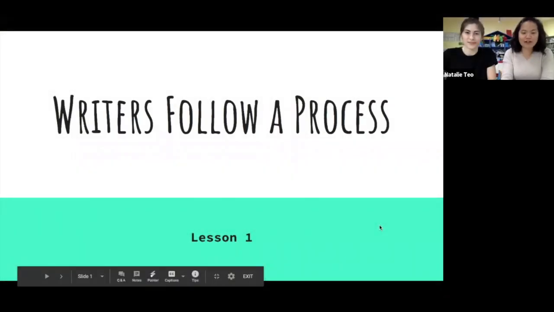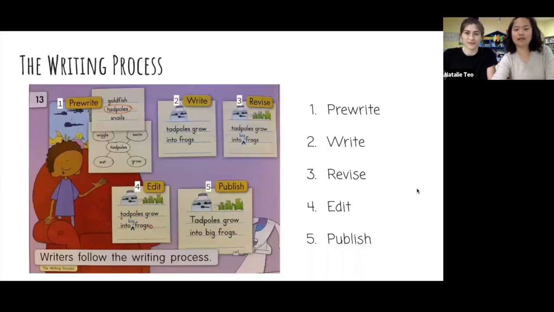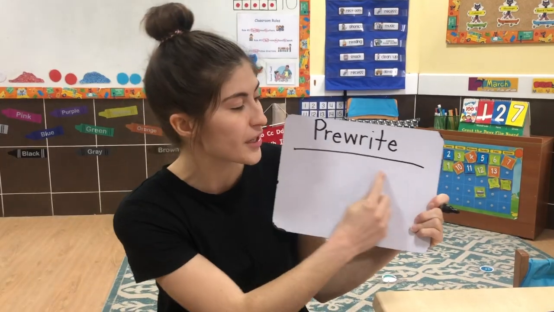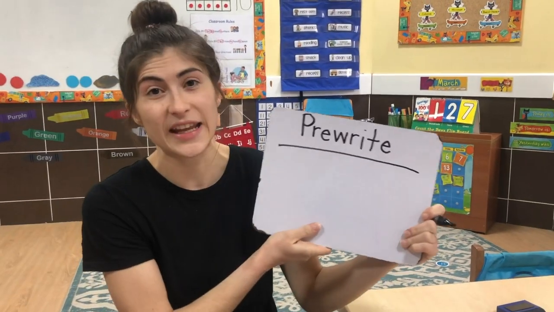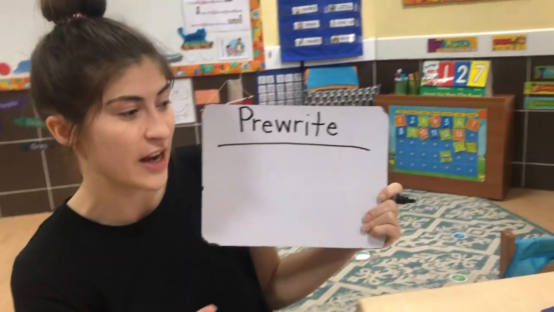Now that we've learned about a process, we can talk about the writing process. And so writers follow a process. There are 5 steps to the writing process. First step is pre-write. Now, pre-writing is the step where I have to think of ideas of what I can write about.